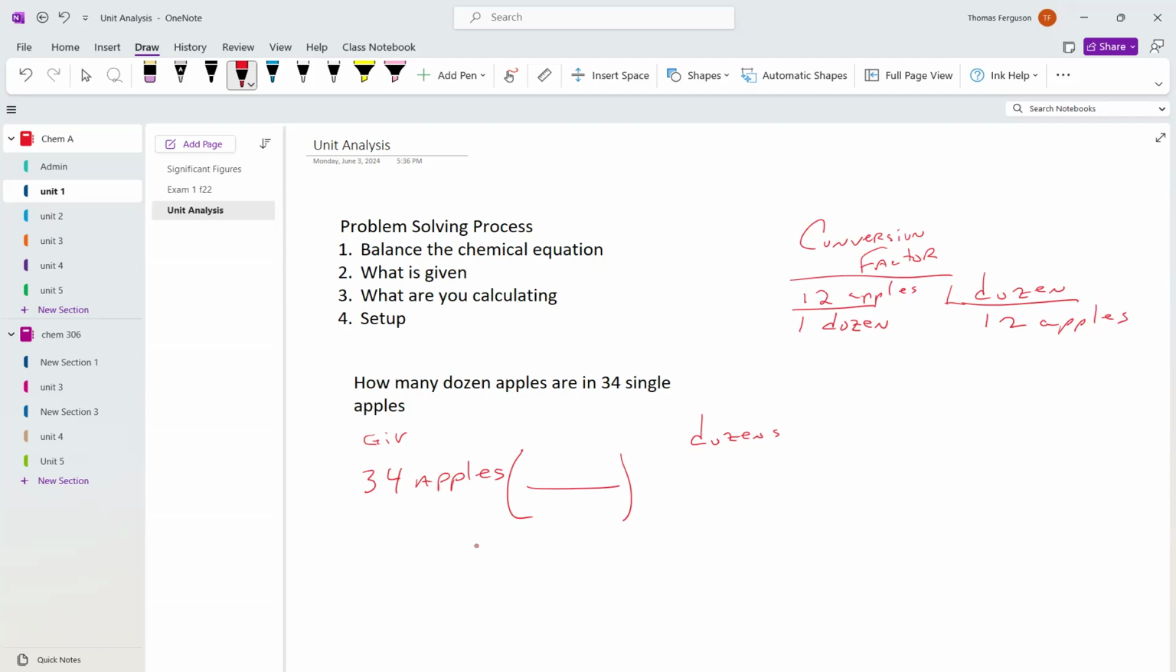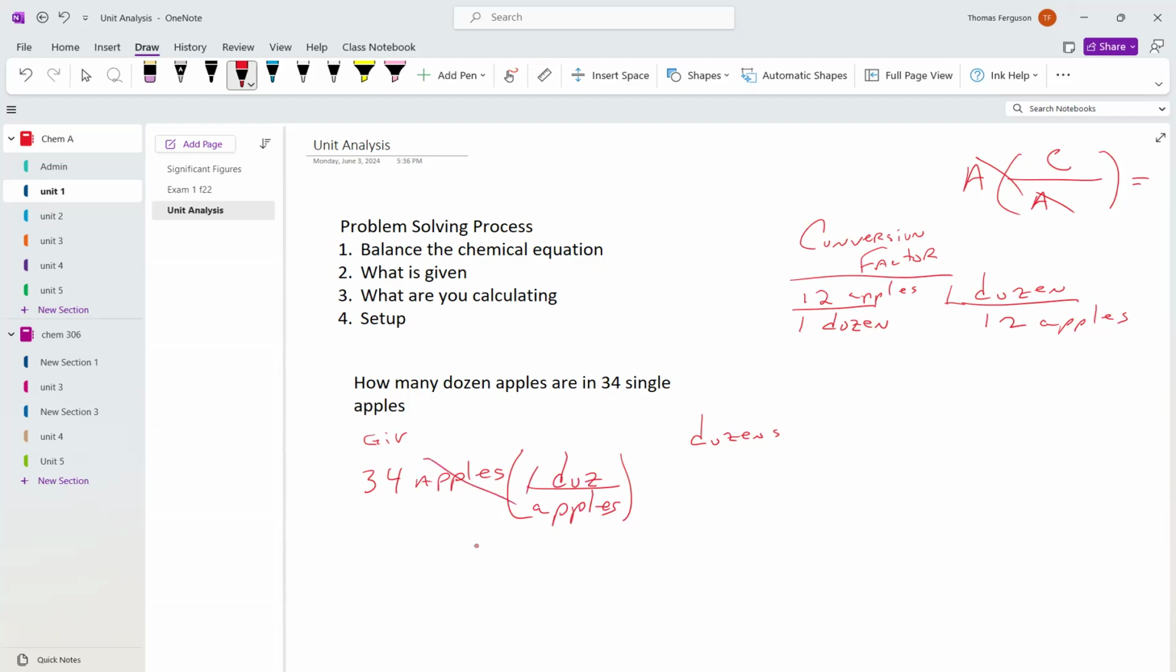we want the given to always cancel. Always, always, no exceptions. Given always cancels. So if we were to look at an algebra relationship, what's the answer to that hard algebraic equation? C, because the A's cancel, right? So what cancels needs to be on the bottom. That's the given. So in this case, apples need to be on the bottom so it cancels. And I'm going to abbreviate dozen as DOZ.